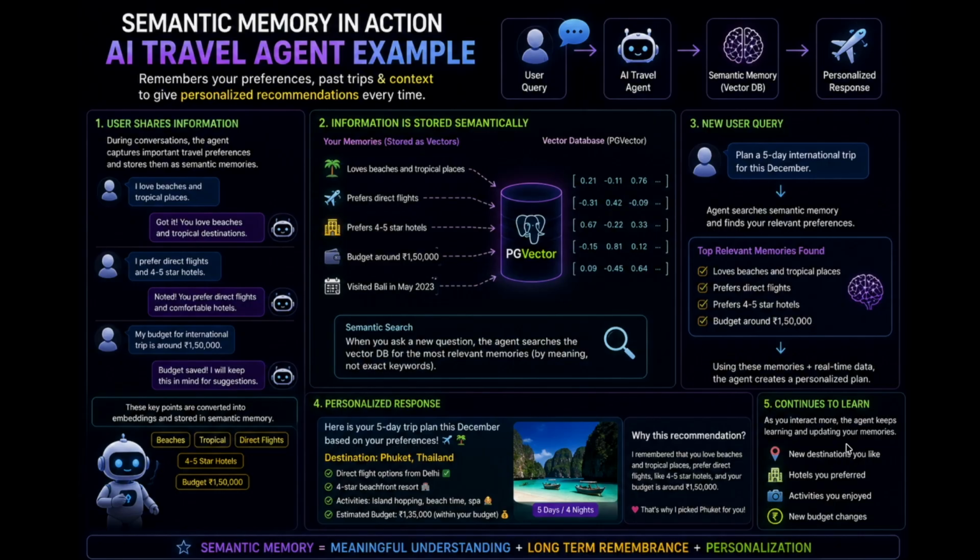And continuing that, whatever information you keep passing to the AI agent, it keeps storing into a database in the form of embeddings. It could be destinations, hotels you preferred, activities you enjoyed, and new budget changes. All that information will be saved in the AI agent in the form of embeddings.